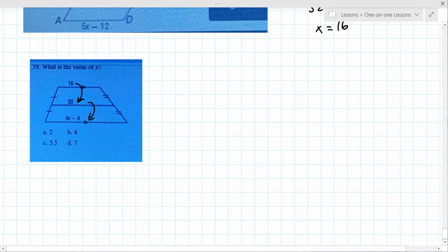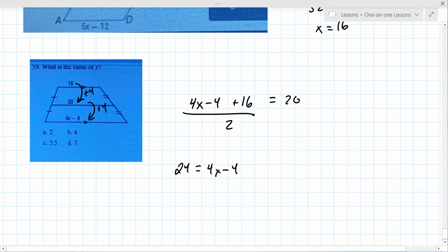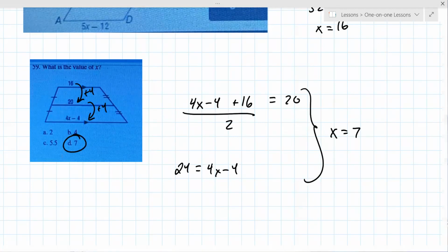The other way you could look at it is that the average of this 4x minus 4 and 16 has to equal the 20. So the average is you add them up, 4x minus 4 plus the 16 divided by 2, and that equals 20. Or you could realize this jump is a plus 4. So 24 has to equal the 4x minus 4. Either way, you'll get the same answer. Both of these lead to x equals 7. I know I'm skipping the algebra on that, but the setup there is knowing this. So this is one of those where you've got to know a few things.